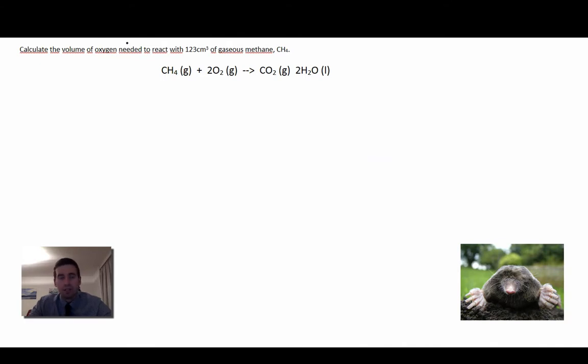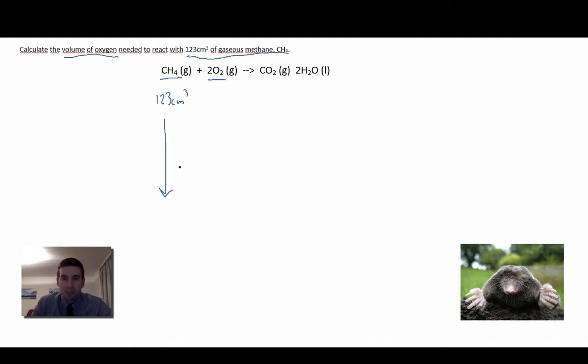So just like last time, step 1, write out the equation. Step 2, balance it. I've already done that for you. Step 3 is to highlight the chemicals from the question. So calculate the volume of oxygen, that's what we are after. And we are given information about methane, which is here. Okay, so next, write down the information that you have. So we have 123 centimeters cubed of methane.